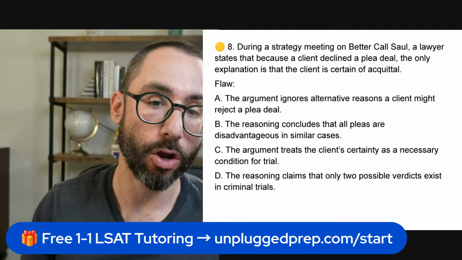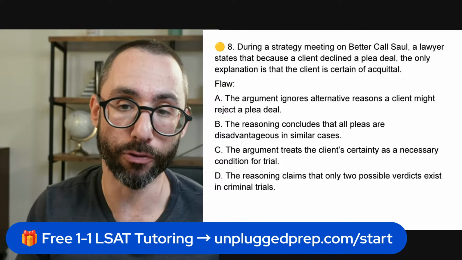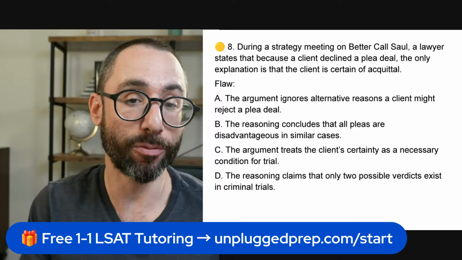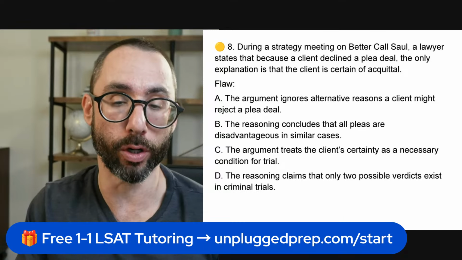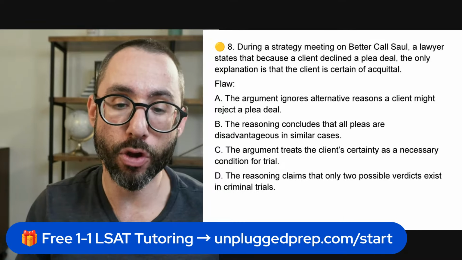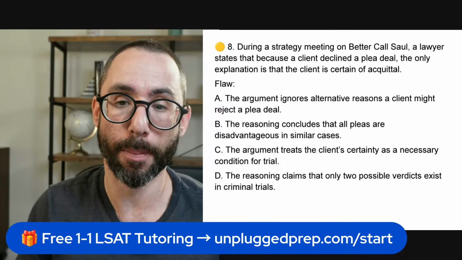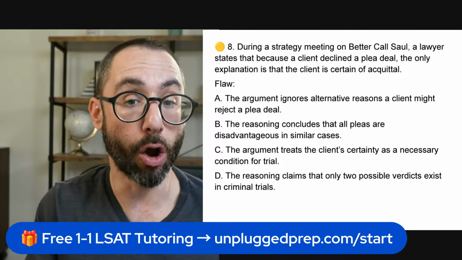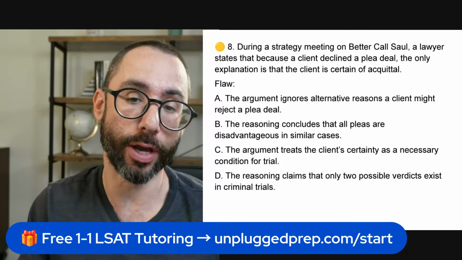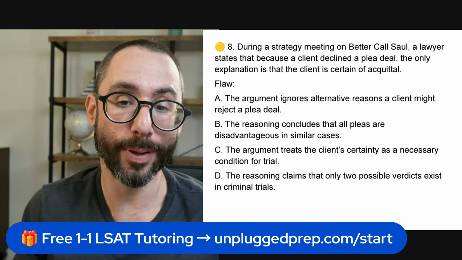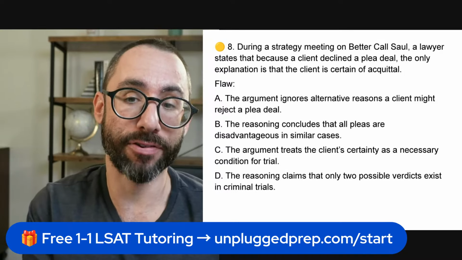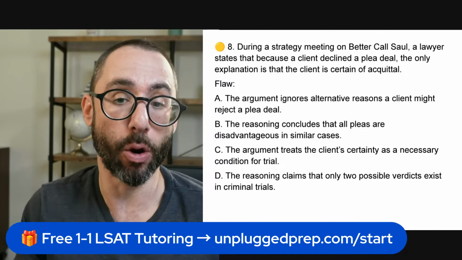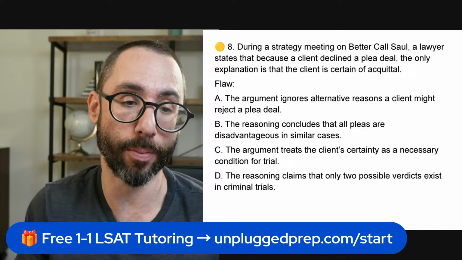On to number 8 now. So for number 8, during a strategy meeting on Better Call Saul, a lawyer states that because a client declined a plea deal, the only explanation is that the client is certain of acquittal. What is the flaw? A, the argument ignores alternative reasons a client might reject a plea deal. B, the reasoning concludes that all pleas are disadvantageous in similar cases. C, the argument treats the client's certainty as a necessary condition for trial. Or D, the reasoning claims that only 2 possible verdicts exist in criminal trials.